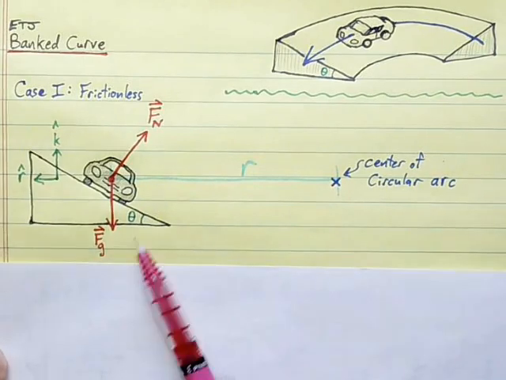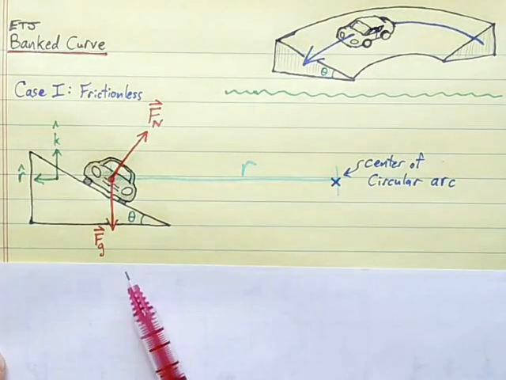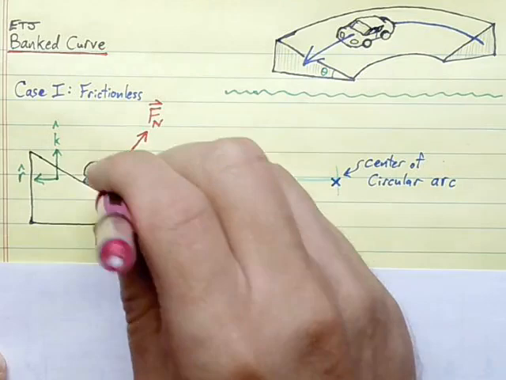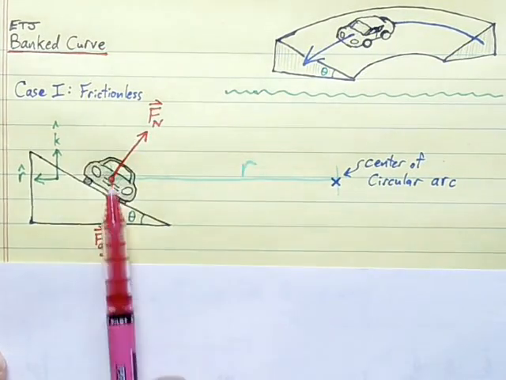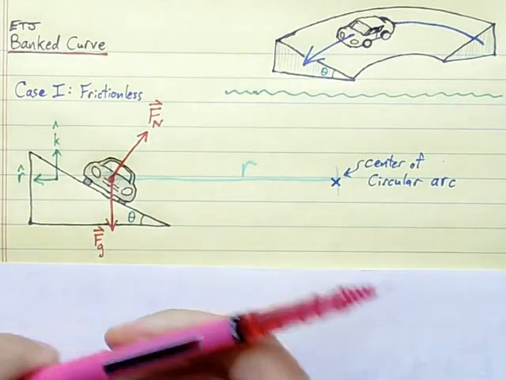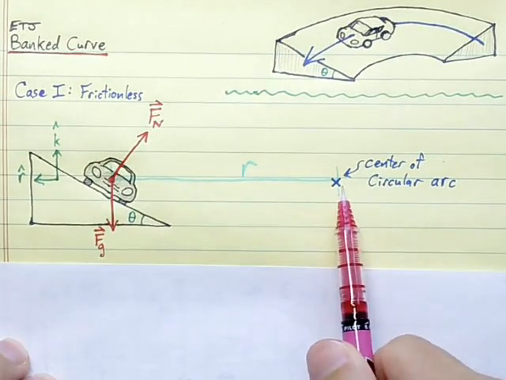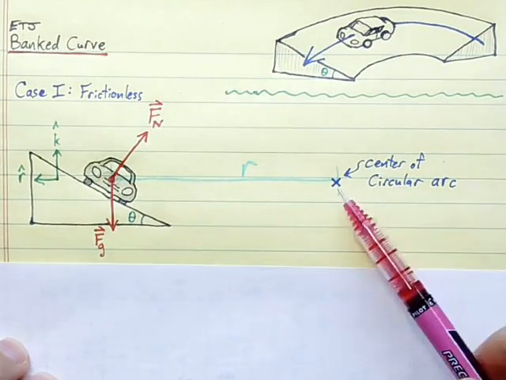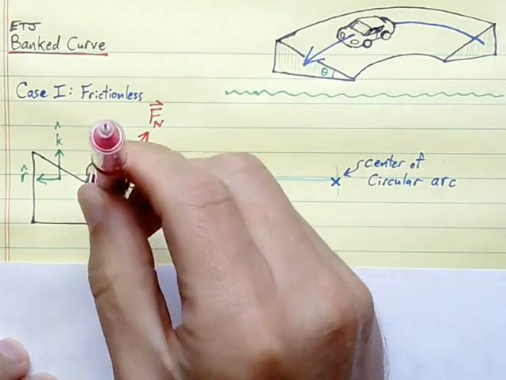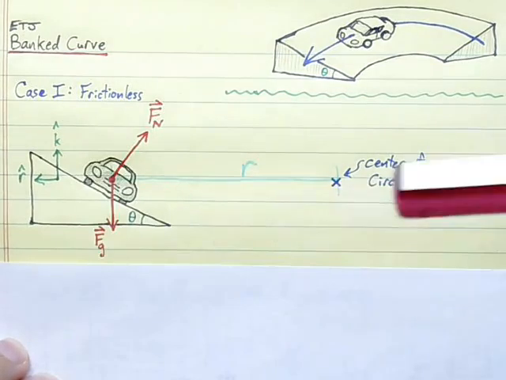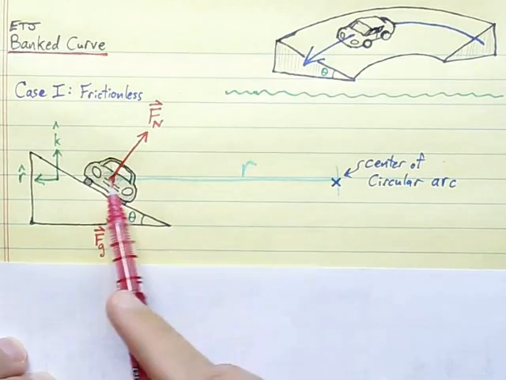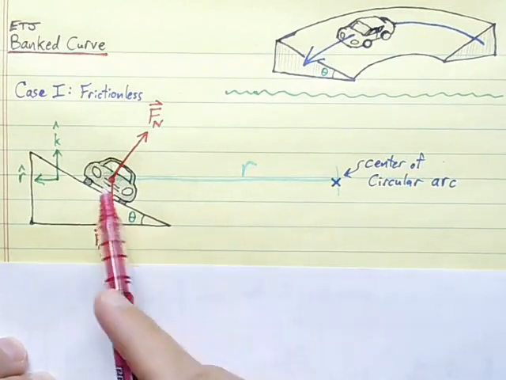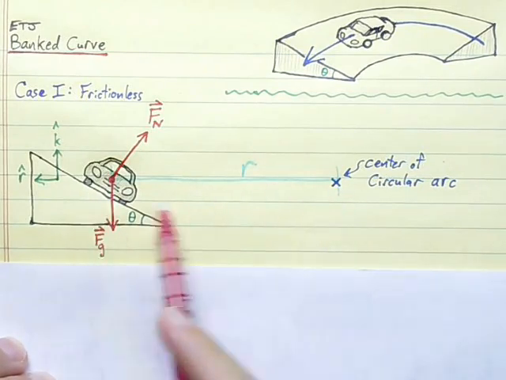So here's a side view of our banked curve. We've got the vehicle driving out of the page like that, and here's the vertical direction, and here is the center of the circular arc that the car is driving around. So it's driving out of the page and turning to its left. This would be the radius of the circular arc the car is moving on right there.